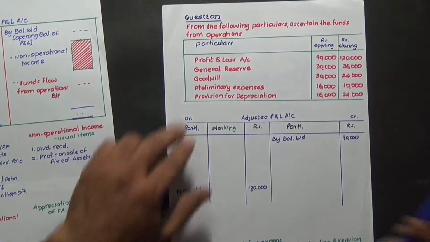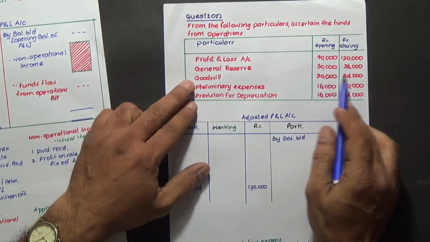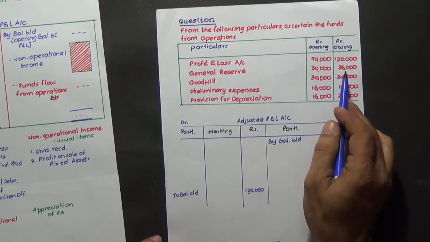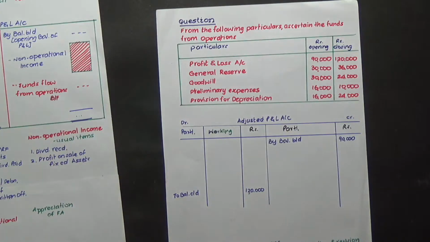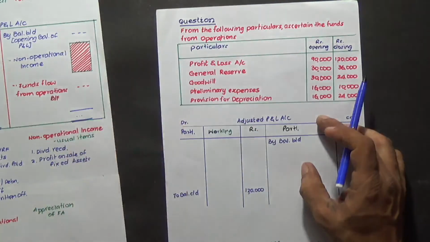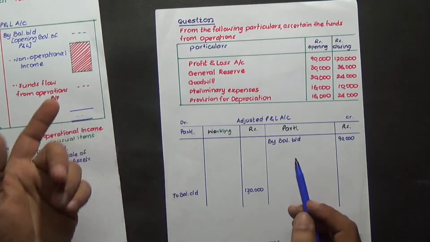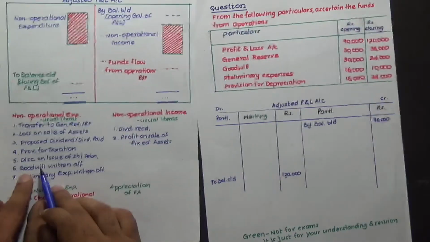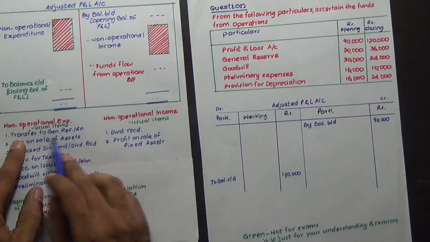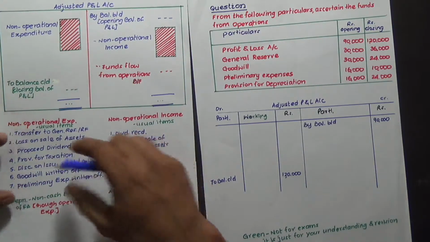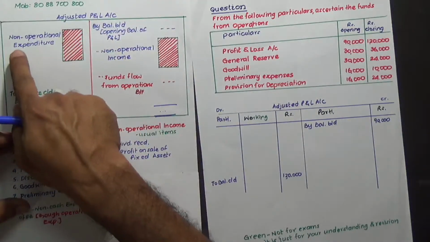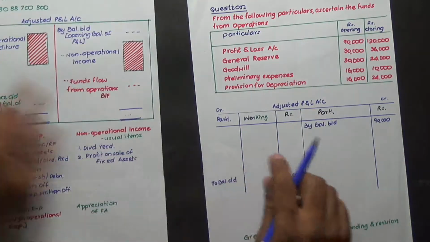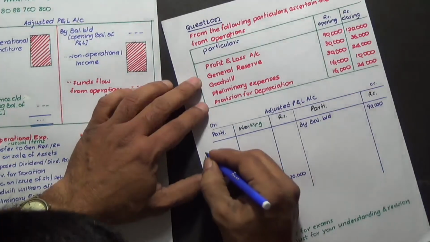Now coming to the second line, general reserve 30,000, 36,000. There is an increase in the general reserve from 30 to 36. Increase in general reserve means a transfer is made from our profit and loss account to general reserve. That transfer will be disallowed, so you're going to write it back. In the format we have said goodwill or transfer to general reserve. This is a non-operational expenditure, so you're going to put transfer to general reserve here.